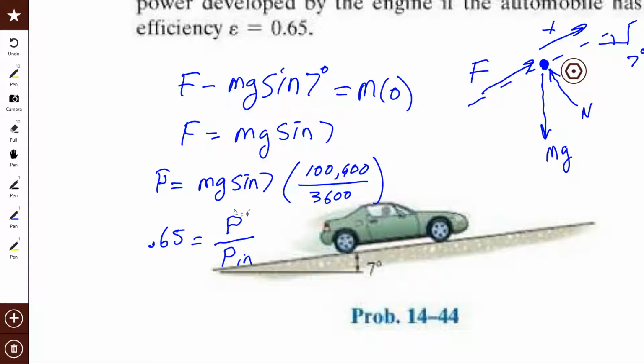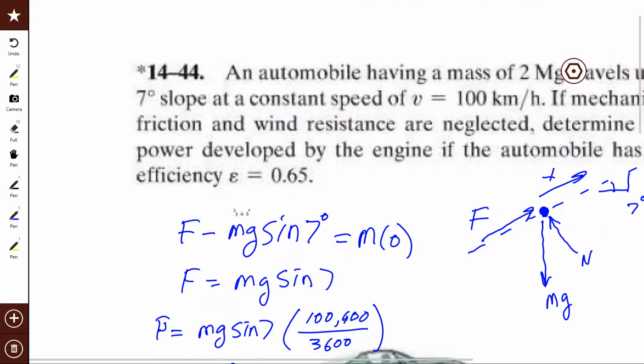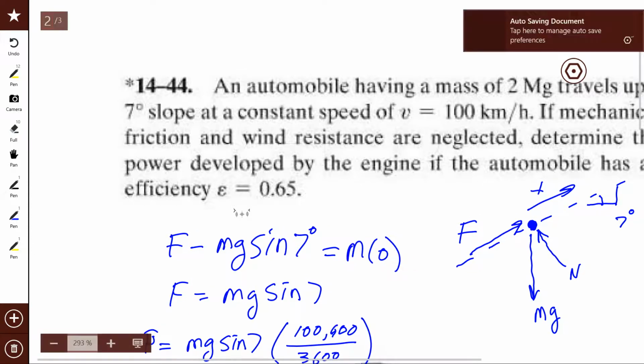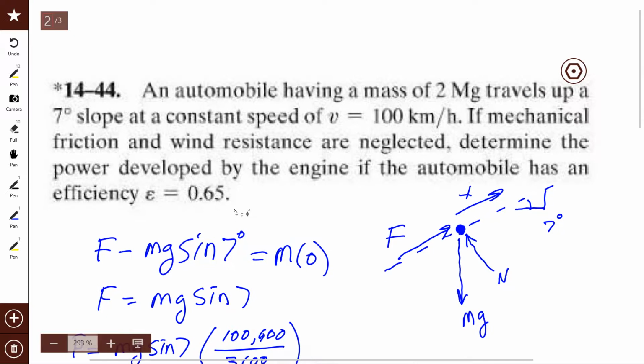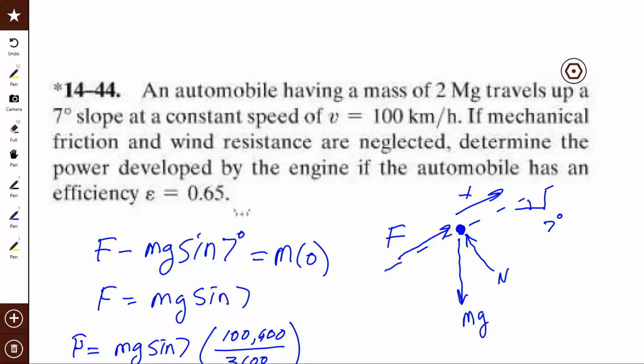Okay, let's talk about this. Is this a hard problem? What was hard about this? By the way, let's back up. How do you know it's a power problem? Well, okay, yeah, but I can give you efficiencies on every single problem on the final exam. Yeah, it says determine the power developed by the engine. You need power? It's a power problem. That's the only reason to do a power problem.